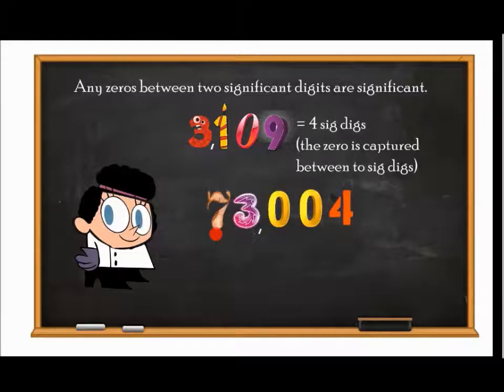Now let's look at this lovely thing here, 73,004. Well, 7 and 3 and 4 are all significant because they're non-zero. Now I've got these 2 zeros that are stuck here between the 3 and the 4. Because they're stuck, that makes them significant. So now I have 1, 2, 3, 4, 5 again. I didn't do that on purpose. It just seems to be the number of the day. So that's the second rule.